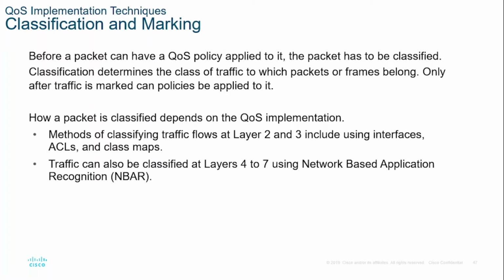Methods of classifying traffic flows at layer 2 and 3 include using interfaces, ACLs, and class maps. Traffic can also be classified at layer 4 to 7 using Network-Based Application Recognition, or NBAR. Take note that NBAR is a classification and protocol discovery feature of Cisco IOS software that works with QoS features. NBAR is out of scope in this course.